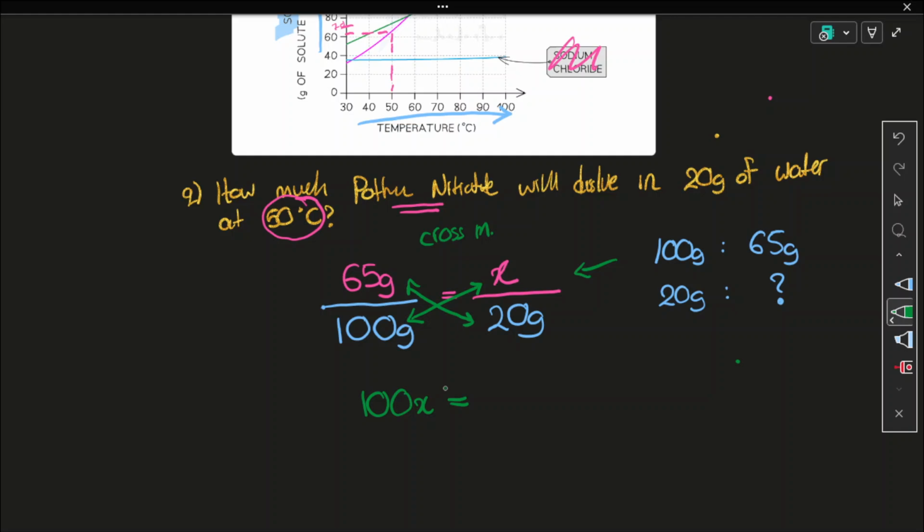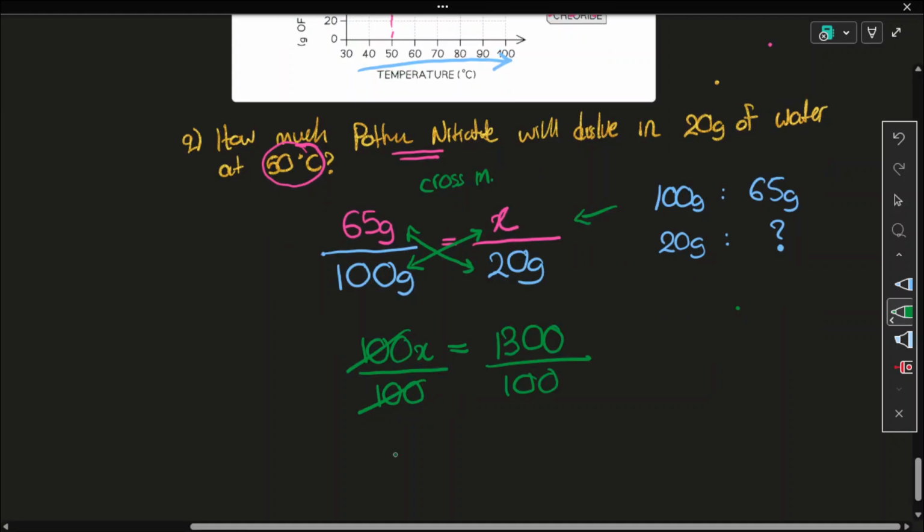Why do we do that? Because 100 over 100 cancels, and then it's just x, and then you can do simple division. x is equal to 13 grams. So this is the answer.